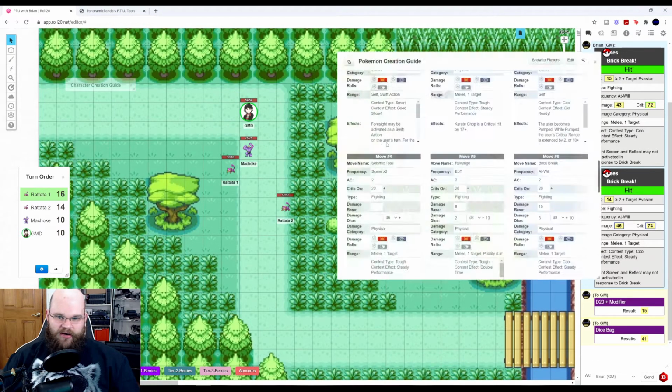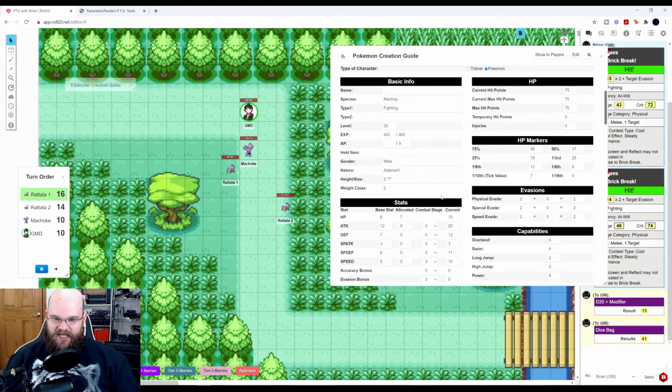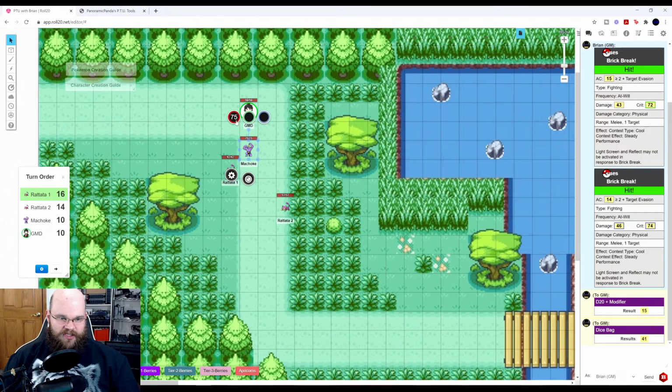So we go here to his stats. What is his defense? 12. We subtract 12 from 41, which gives us 29. Now he takes 29 normal damage. So we just go up here, minus 29, down to 46.